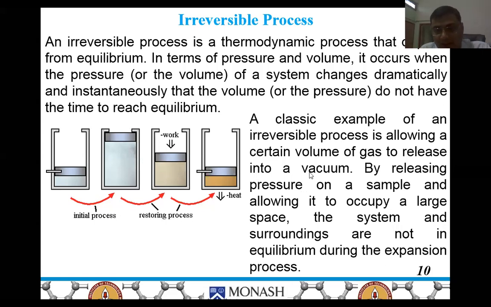A classic example of an irreversible process is allowing a certain volume of gas to be released into a larger volume. By releasing the pressure on a sample and allowing it to occupy a larger space, the system and the surrounding are not in equilibrium during the expansion process. As we can see here, this is the initial process and this is the restoring process, but it occurs suddenly. You can see that there is a sudden expansion of the volume.